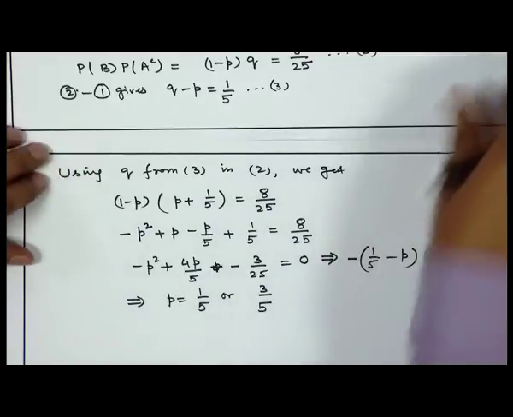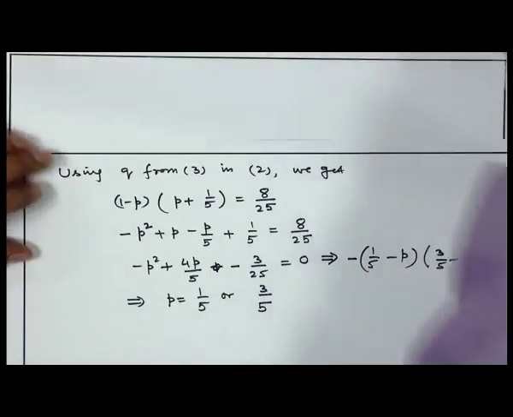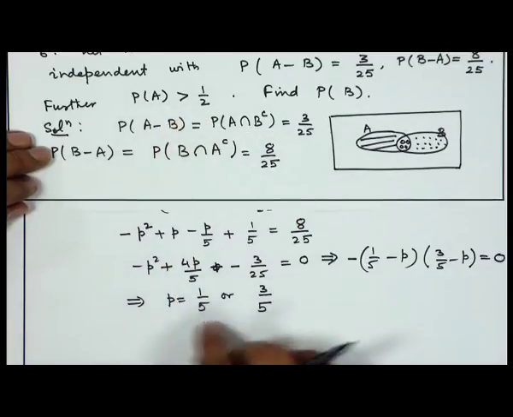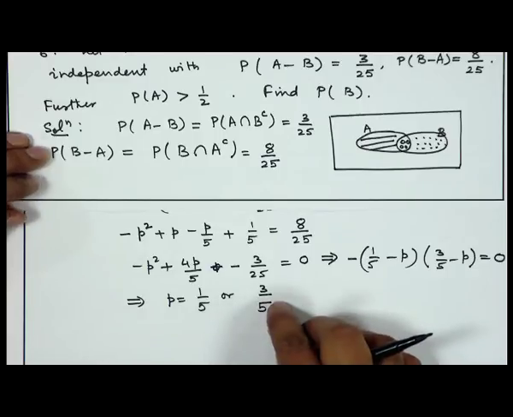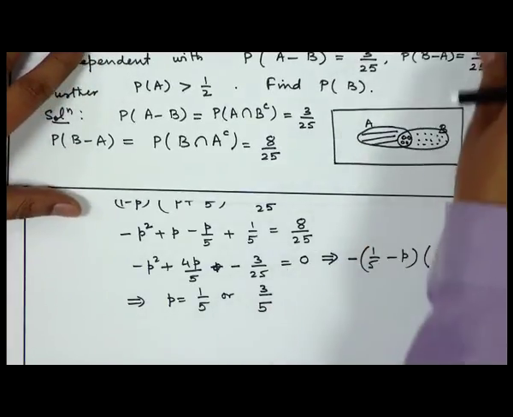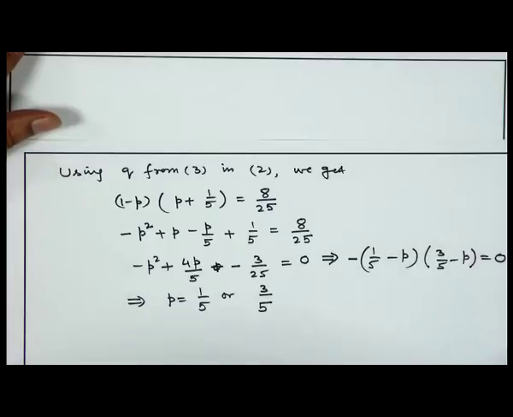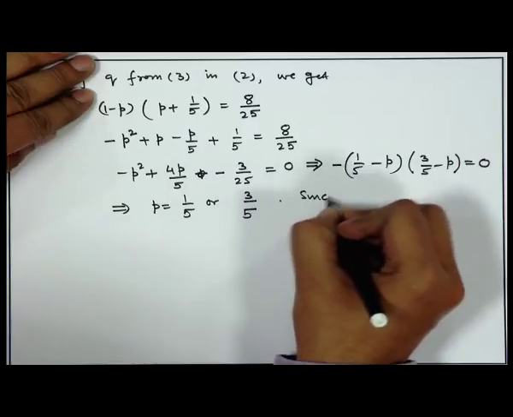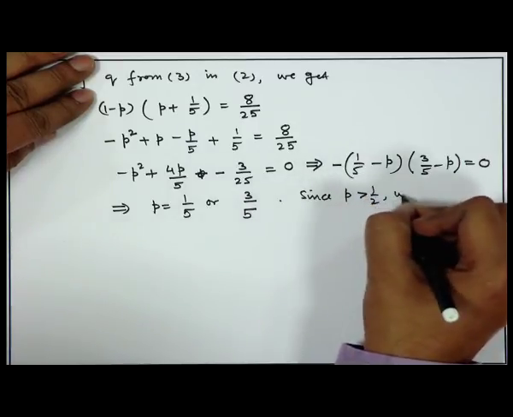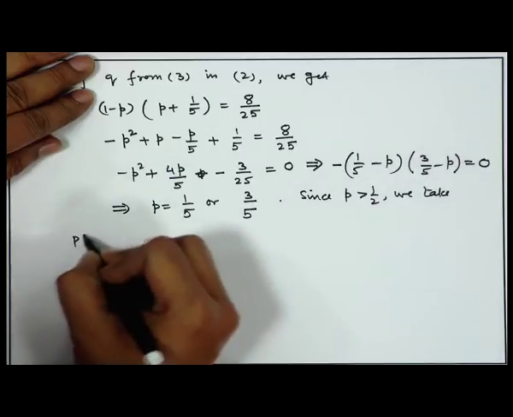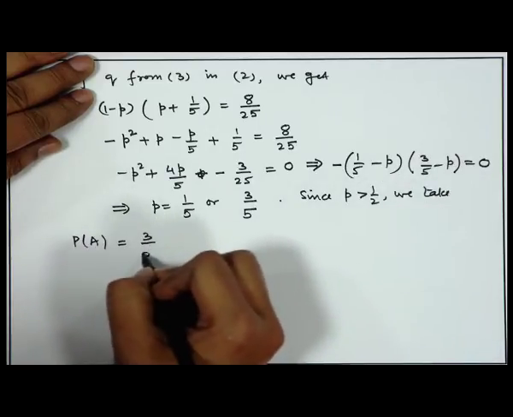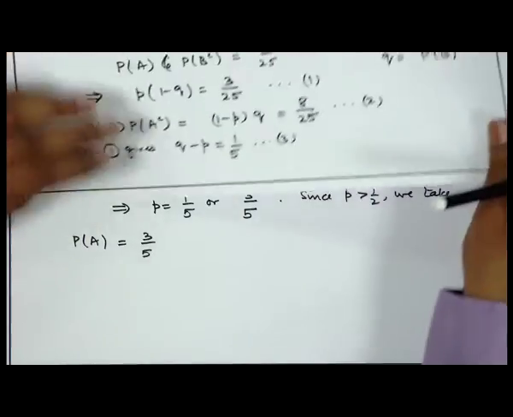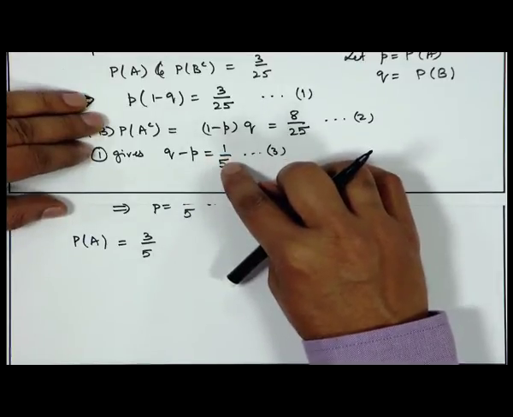Let us look at the condition given in the problem here. It is given that probability of A is greater than half. So, since I got two values 1 by 5 and 3 by 5, I will go for the value 3 by 5 here. We utilize the second option, since P is greater than half, we take probability of A equal to 3 by 5. Now, if this is 3 by 5 and I substitute in this, I get Q is equal to 4 by 5.